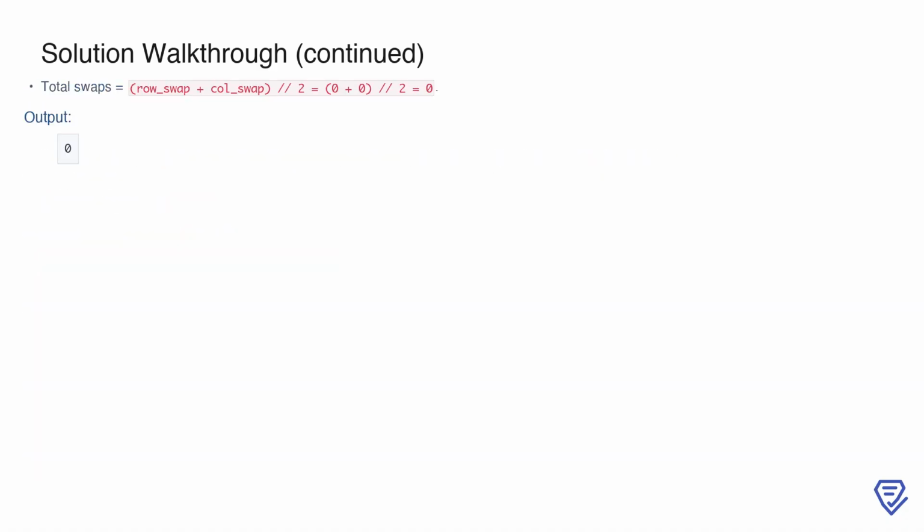Finally, with the adjusted swap counts, we calculate the total number of swaps needed to transform the board into a chessboard. The formula for total swaps is the sum of row_swap and col_swap divided by 2. Substituting the values, we get 0 plus 0 divided by 2, which equals 0. This means that the given 4x4 board is already in the correct configuration and no swaps are needed. Therefore, the output is 0.